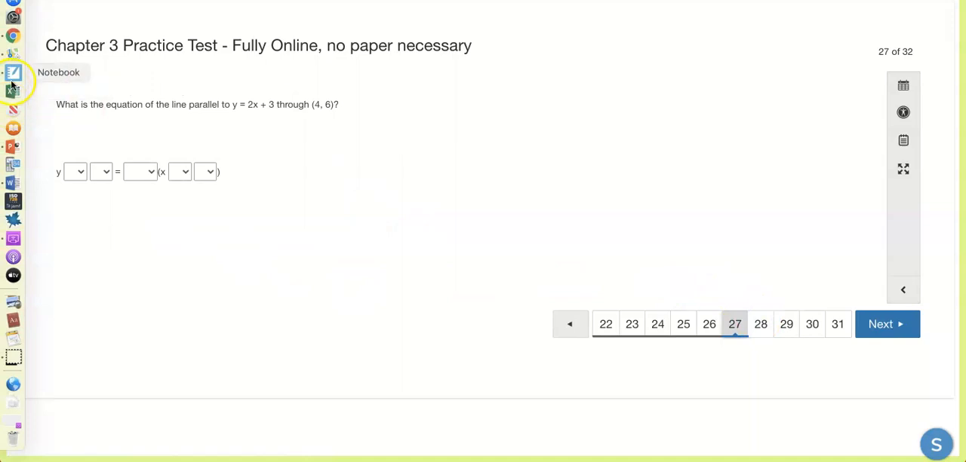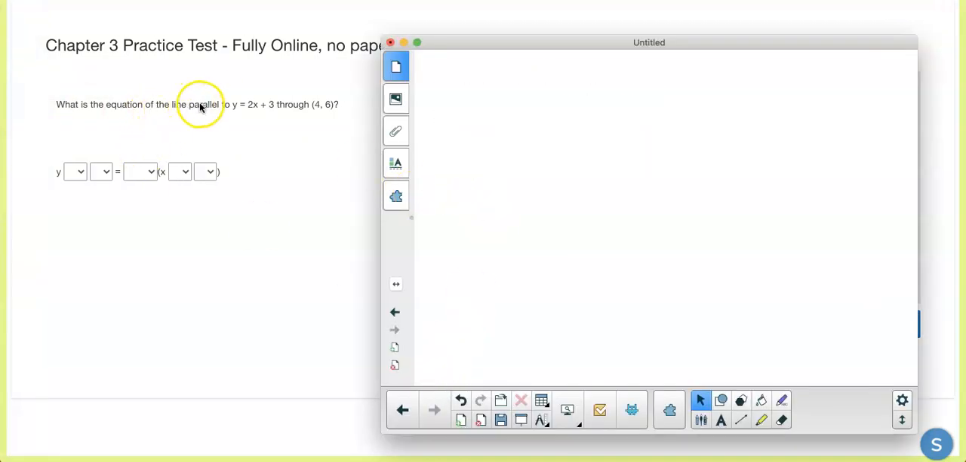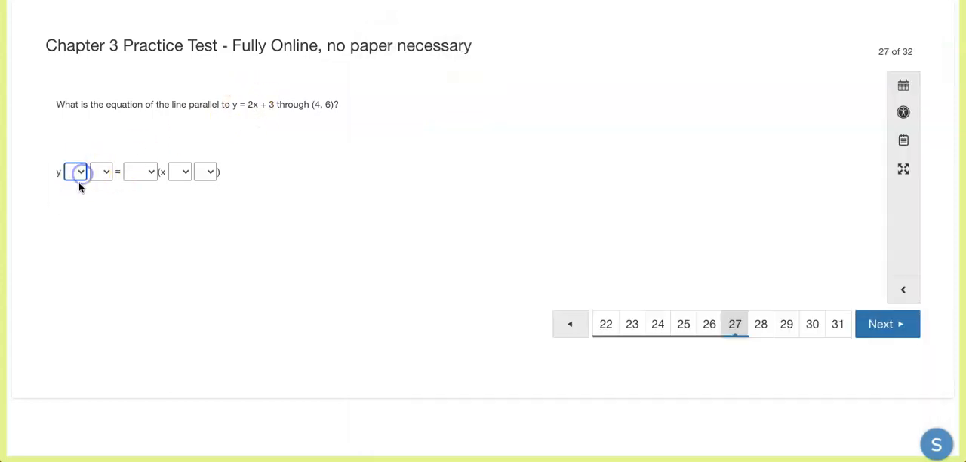Number 27 is getting a little more complicated now. What is the equation of the line parallel to this line through this point? What I need to know from this one is that I need m to equal 2. Since it says parallel, I need the slope to be the same as this line. The slope is 2. The number in front of the x has to be 2.